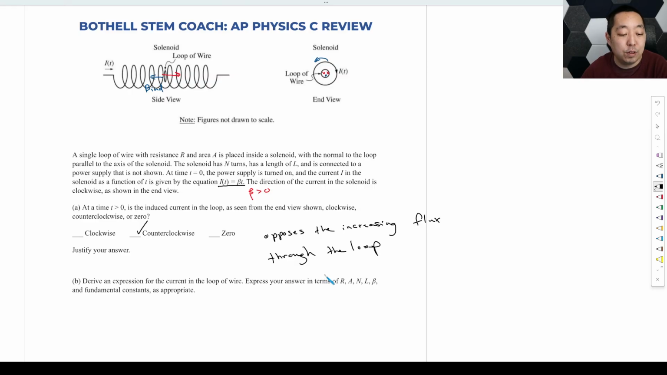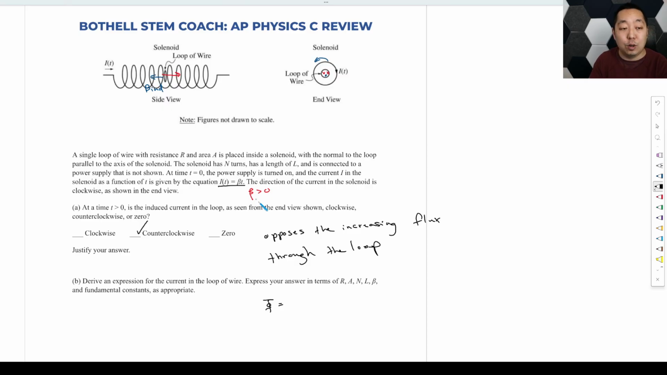Derive an expression for the current in the loop of wire. Express it in terms of R, A, N, beta. R is the resistance, A is the area, N is the number of loops. R is very tricky because R is resistance, I just want to make sure it's not radius. Okay, so we need to figure out what the flux equation is going to be.